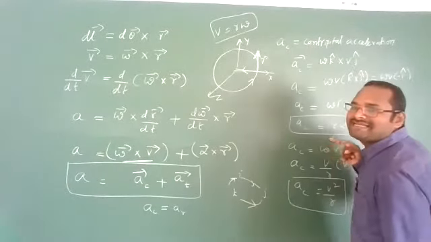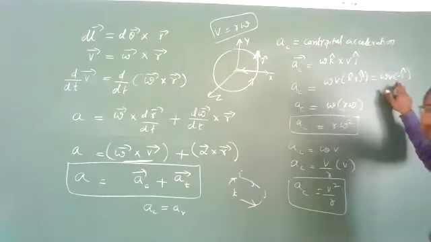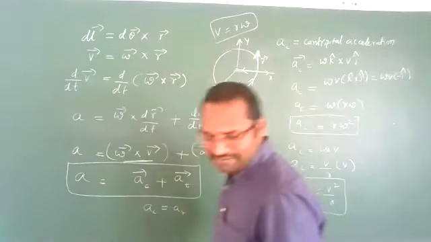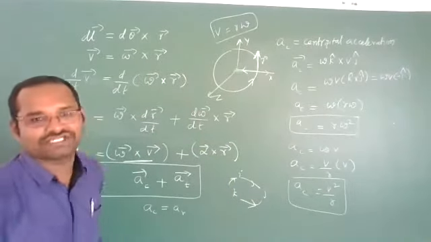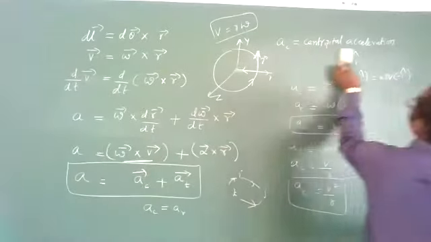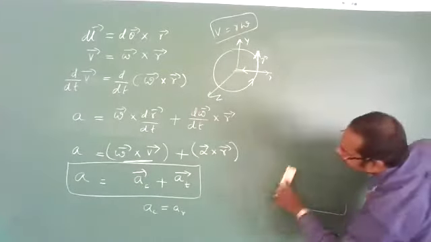So centripetal acceleration is towards the center. In vector format, I have shown you. Clear? And the formulas, just remember these formulas now. This is about centripetal acceleration. Then what about tangential acceleration, sir? AT is called tangential acceleration.